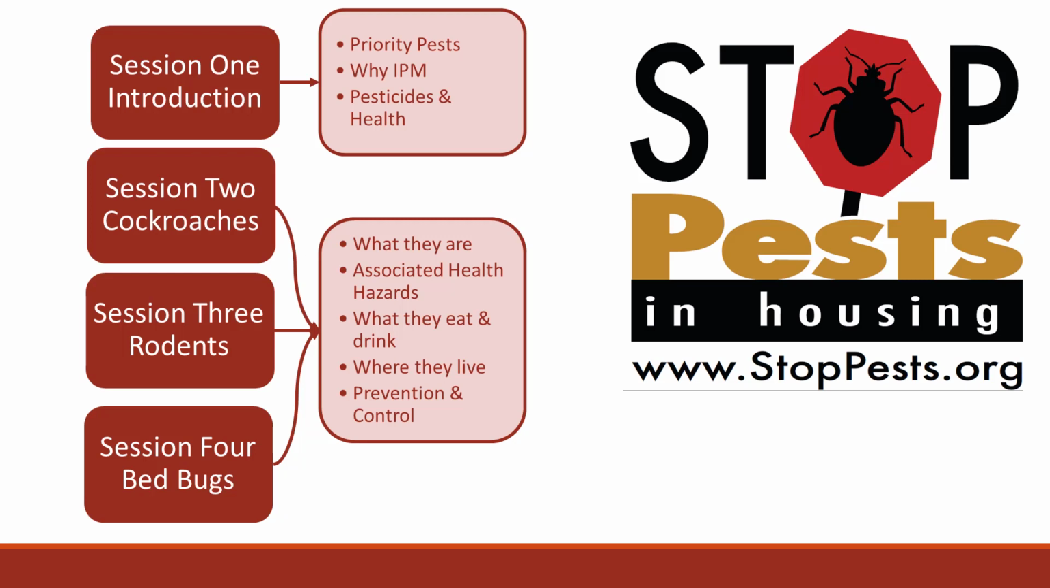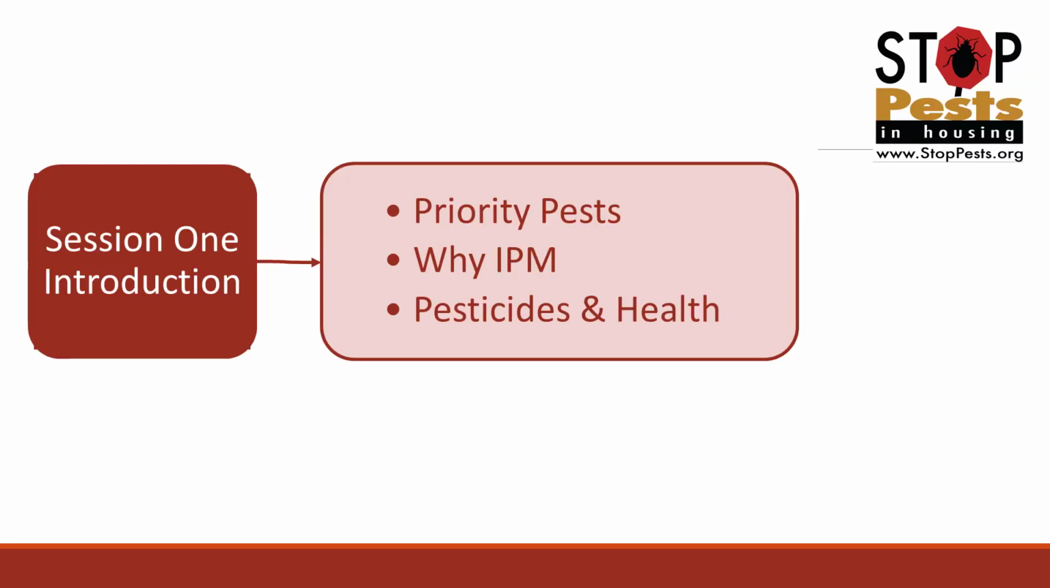We have found that there is great value in understanding the way each group of pests survive as a way of learning how to control them effectively and safely. That is what IPM is all about, safely controlling pests while minimizing the health risks to the human occupants. Let's get started on Session 1. We'll briefly discuss the priority pests, but we will cover each of them in more detail in Sessions 2, 3, and 4 of this series.